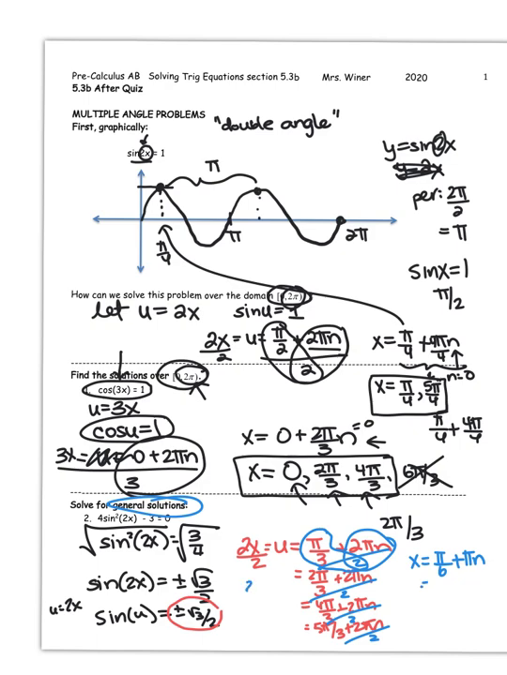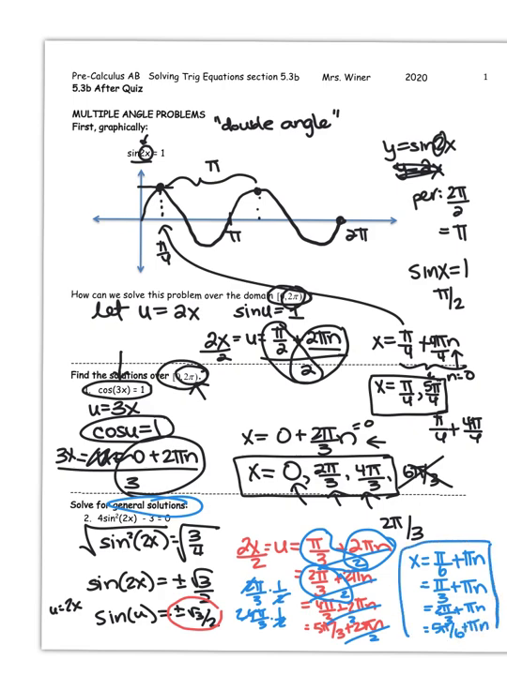So when I take 2 pi over 3, and that's this right here, and divide it by 2, it's really getting multiplied by a half. So that becomes pi over 3 plus pi n. And then 4 pi over 3 times a half becomes 2 pi over 3 plus pi n. And the last one, 5 pi over 3 divided by 2 is 5 pi over 6 plus pi n. Okay, so that's the general solutions for those.